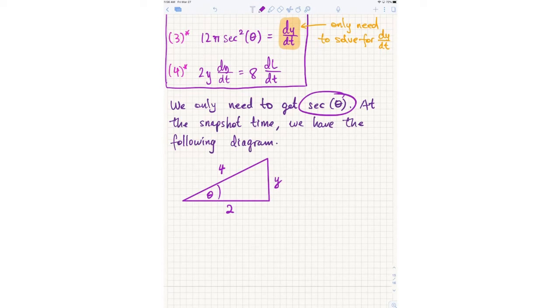No, I don't. Because what is the secant of theta? Secant of theta, recall, is hypotenuse over adjacent. Why is that true? Because cosine is adjacent over hypotenuse, and secant is the reciprocal of cosine. So secant theta gives me hypotenuse over adjacent, which is 4 over 2, which is 2. So in fact, I can get secant of theta directly without ever needing to solve any other equation. I don't need to solve for y, I don't need to solve for dL/dt, and I don't need to solve for theta directly. I have secant theta directly from this diagram.